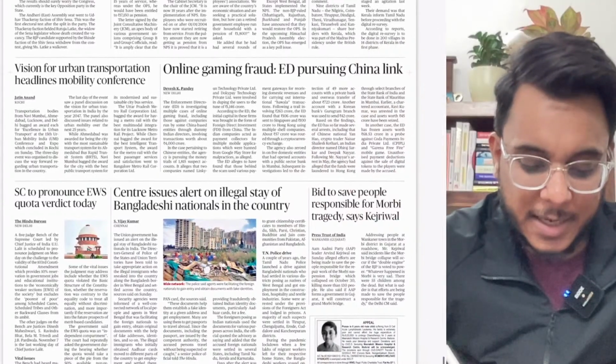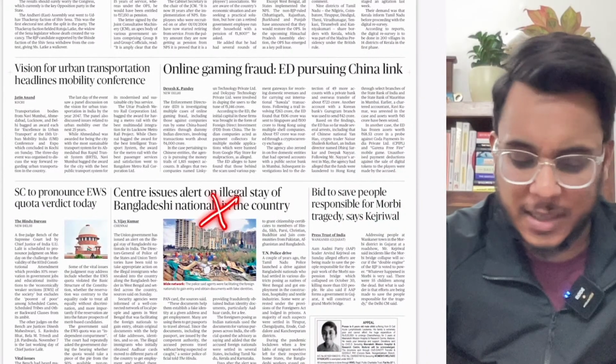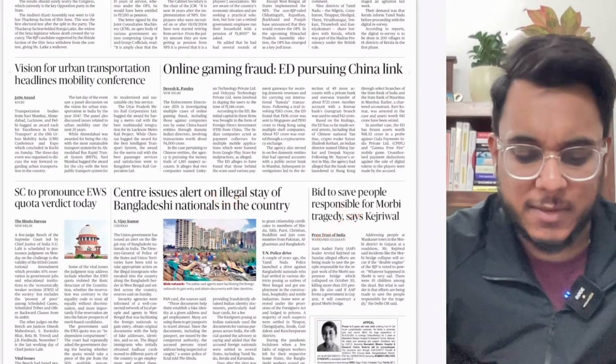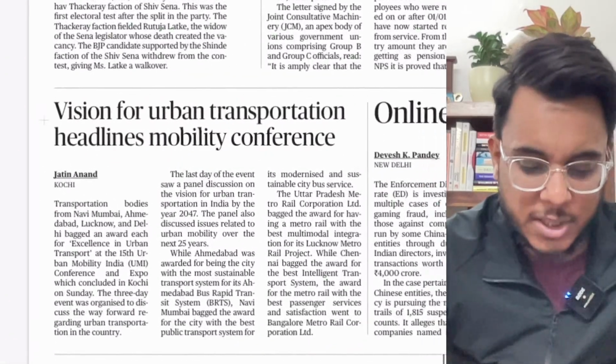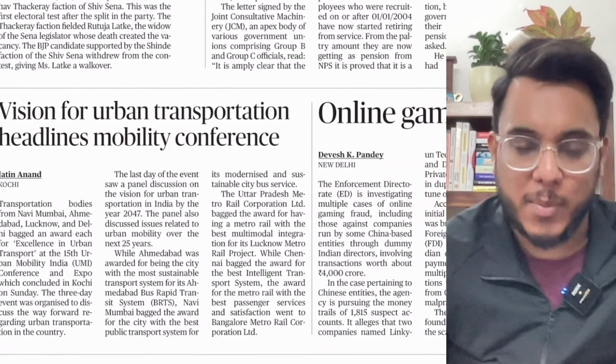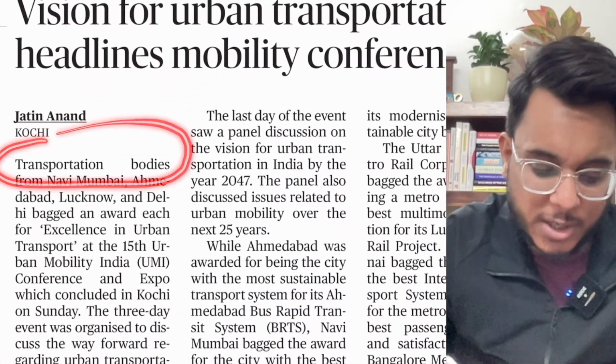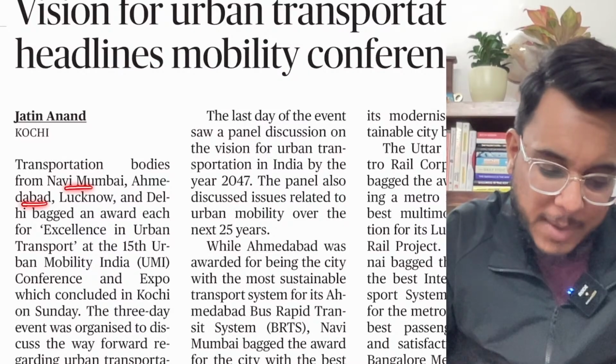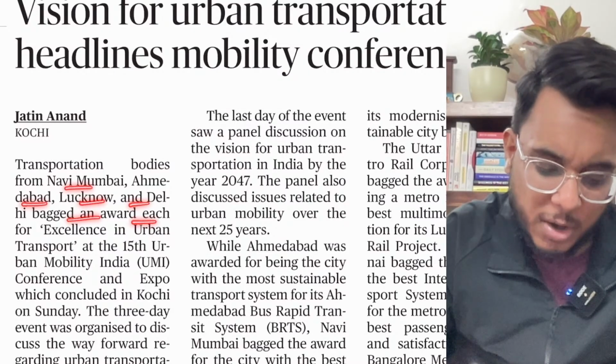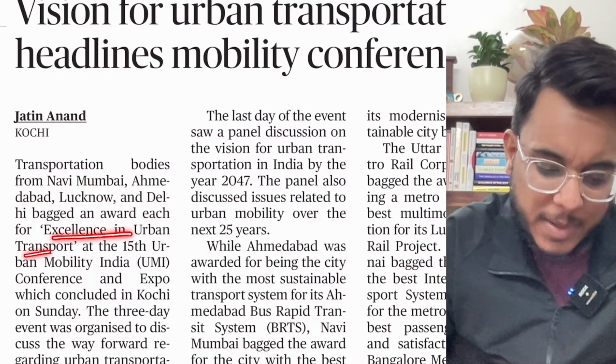Then the Centre issues on illegal stay of Bangladeshi nationals in the country. Not an important article with respect to the examination. Vision for urban transportation headlines mobility conference. Basically, the transportation bodies from Mumbai, Ahmedabad, Lucknow and Delhi have got excellence in urban transportation.